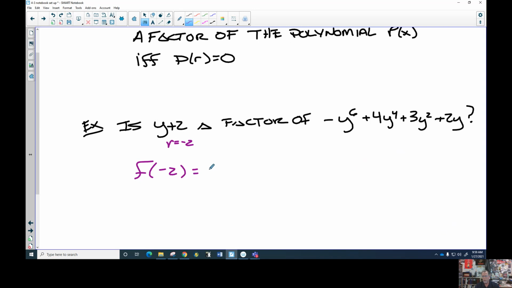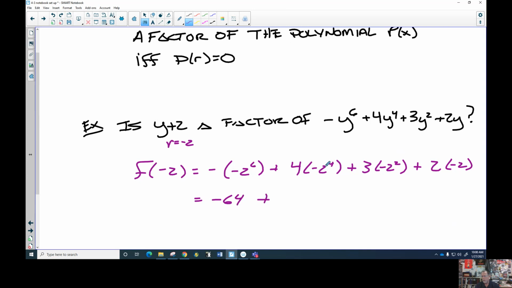So f of negative 2 would be negative of negative 2 to the 6th, just using this function and plugging it in, plus 4 times negative 2 to the 4th, plus 3 times negative 2 squared, plus 2 times negative 2. So negative 2 to the 6th is going to be positive, that's 64, and then we take the opposite of it. So negative 64 plus negative 2 to the 4th, which is 16, because it's an even power so it comes out positive. So 16 times 4 is 64 again.